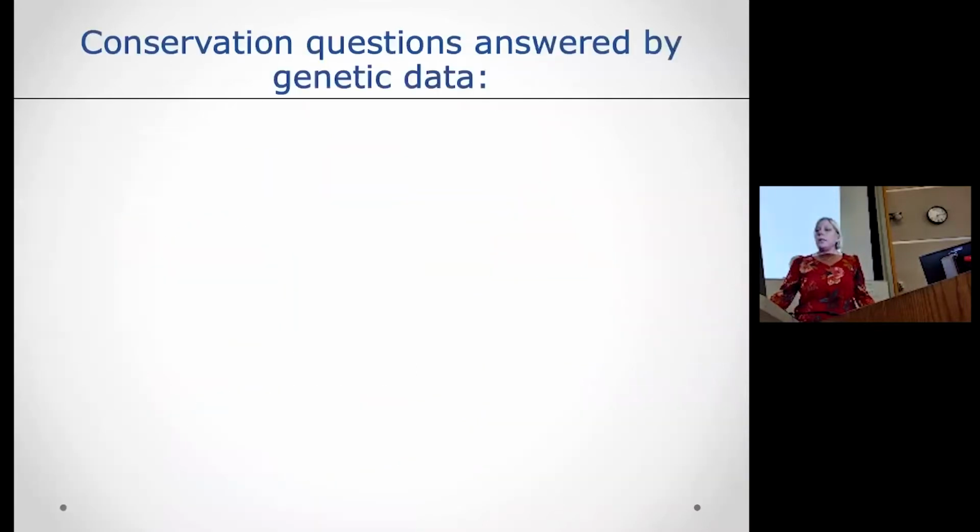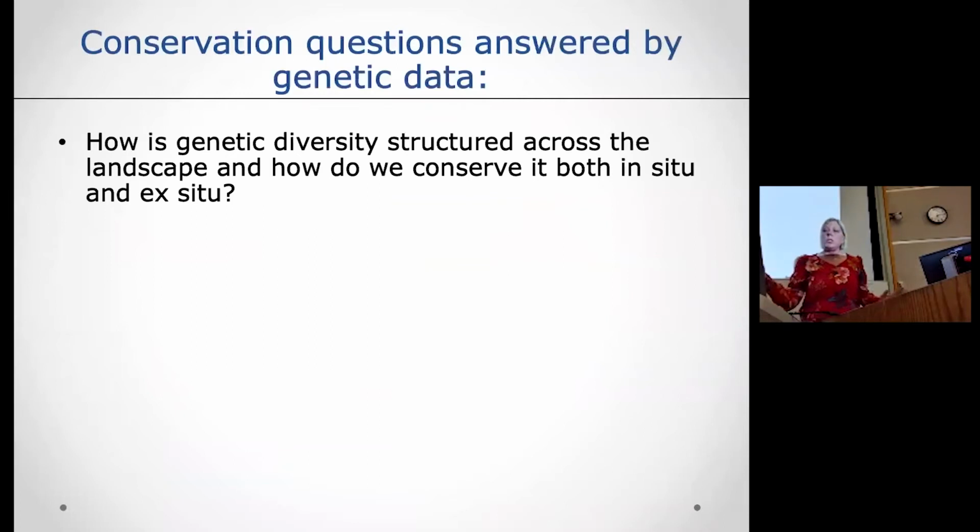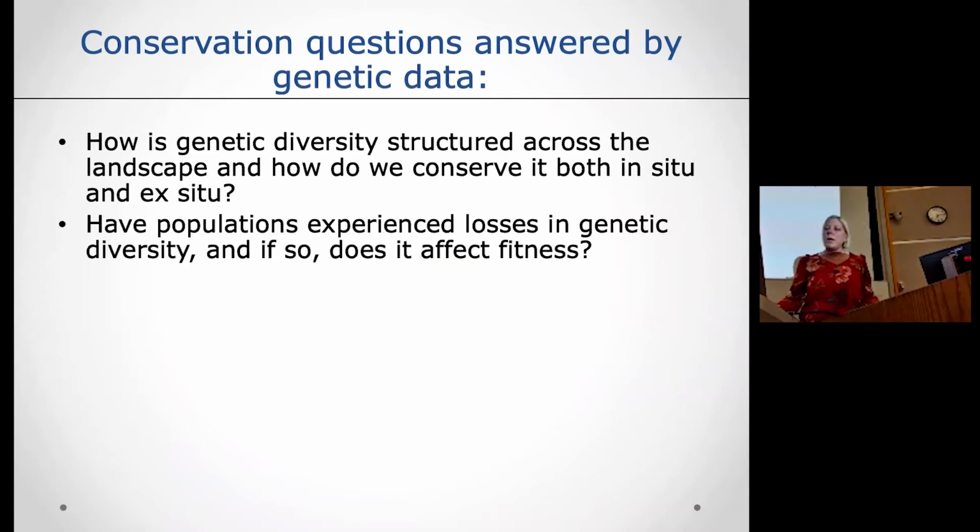So they can be questions like, how is genetic diversity structured across the landscape, and are we doing a good job of preserving it in situ, so in its natural habitat, or ex situ in living collections like in seed banks or botanical garden collections? We also answer questions about, for example, what's the relationship between genetic diversity and reproductive success? And are losses in genetic diversity causing low reproductive success?